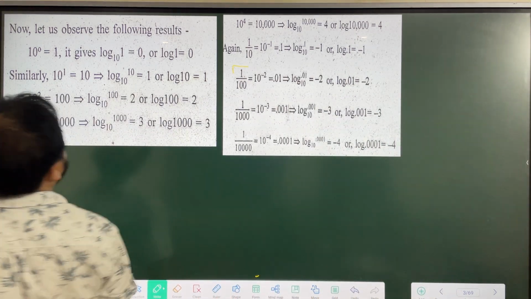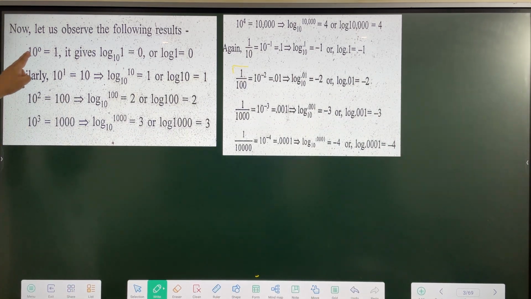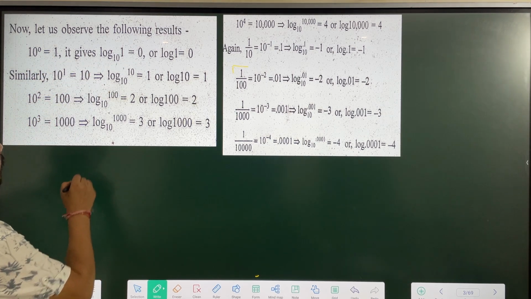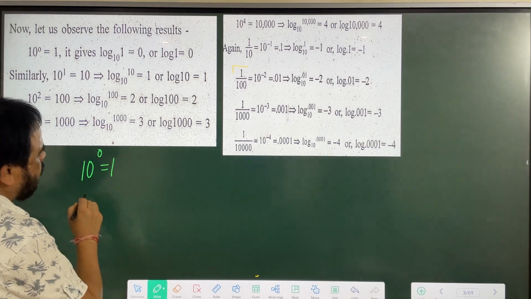Now let us observe the following results. 10 to the power 0 equals 1. It gives log 1 base 10 equals 0. Why is 10 to the power 0 equal to 1? Because look here.